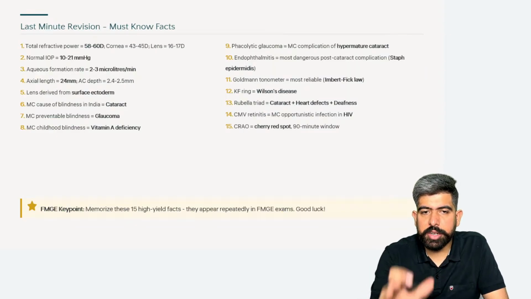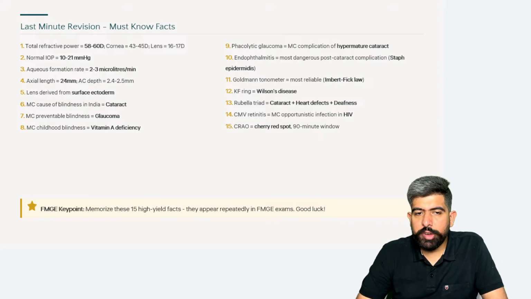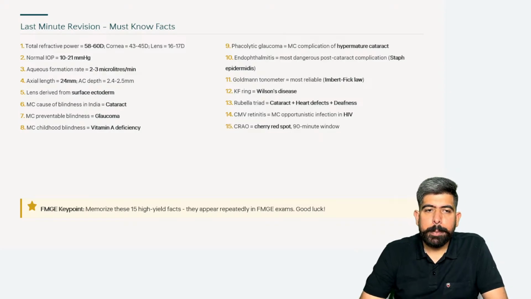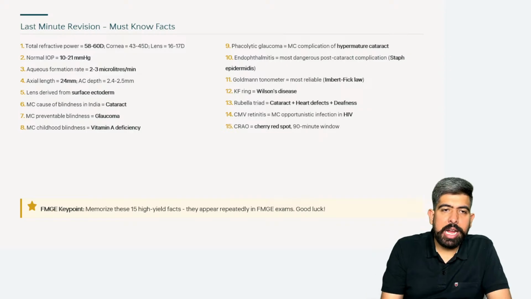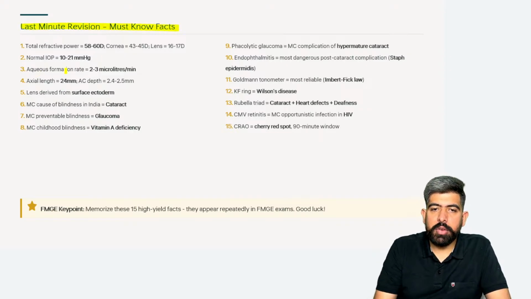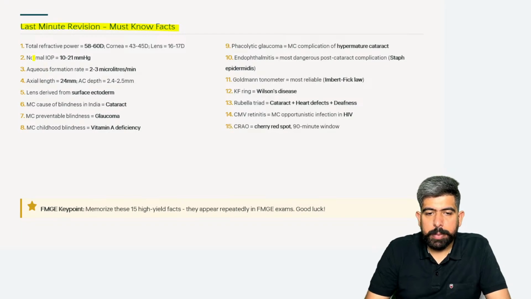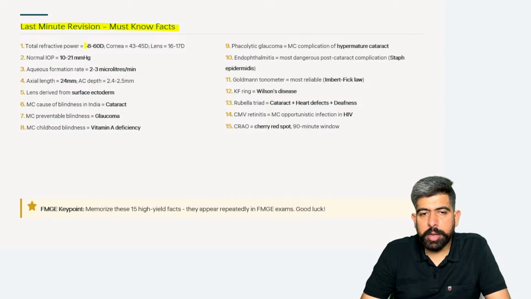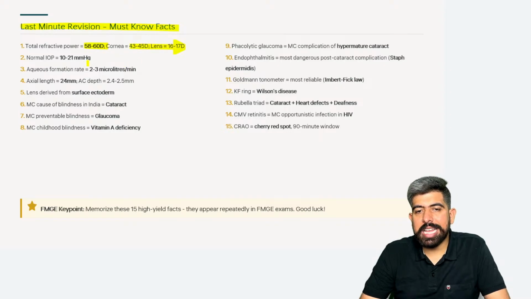We have the last minute must-know facts I have given you in this particular slide that you have to remember. Please go with this last minute revision, the facts which you have to know. The total refractive power is 58 to 60 diopter, 43 to 45 by the cornea, and the lens has 16 to 17 diopter.